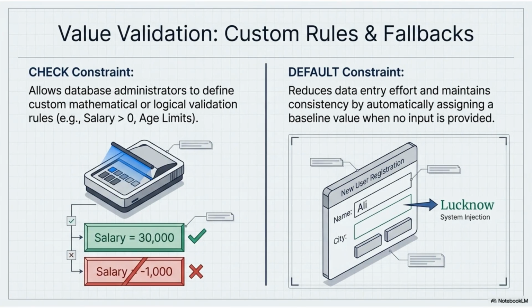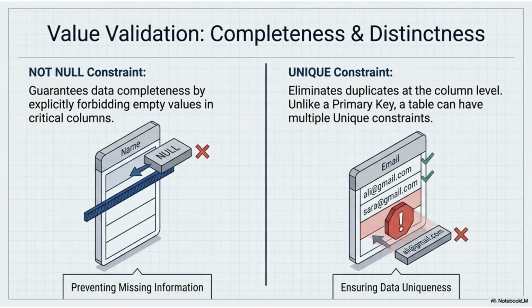Value validation includes the check constraint, allowing custom logical validation rules, such as salary limits. The default constraint reduces data entry effort by automatically assigning a baseline value when no input is provided. Value validation also covers completeness and distinctness. The not null constraint guarantees data completeness by forbidding empty values in critical columns. The unique constraint eliminates duplicates at the column level, ensuring data distinctness.